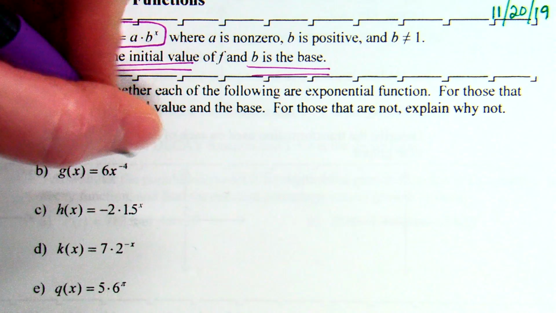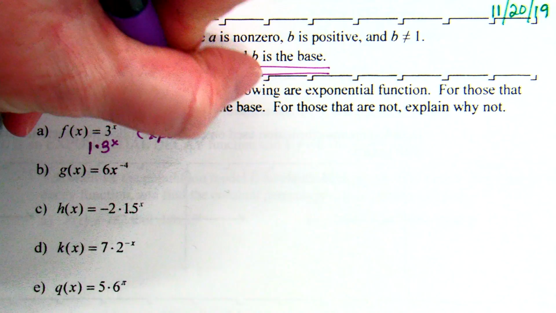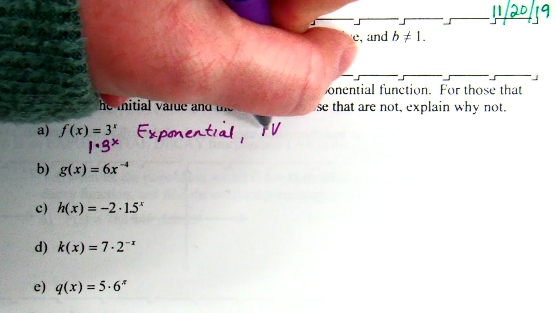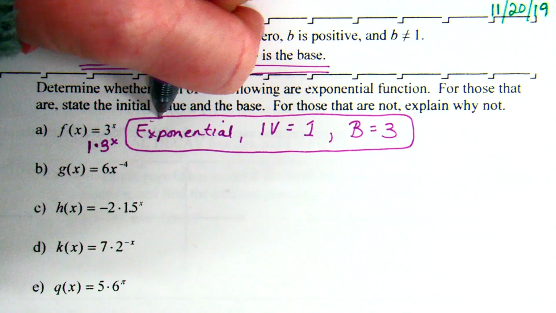Is that still the same as 3 to the x? Yeah. So, I'm going to say that this is exponential. My IV, or in other words, initial value is 1, and my base is 3. I used IV and capital B. If you'd rather use lowercase a and lowercase b to represent those, that's fine as well.